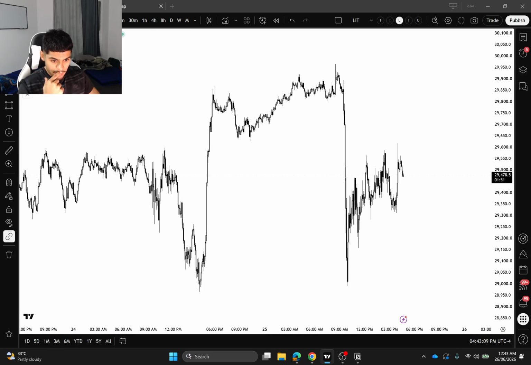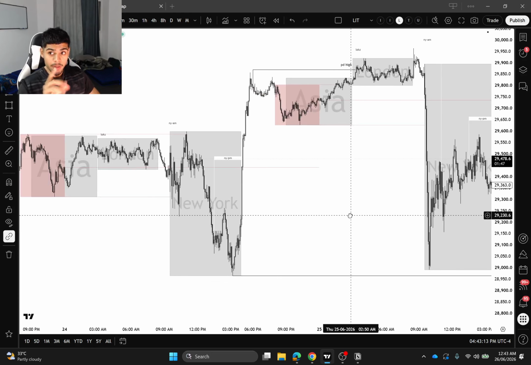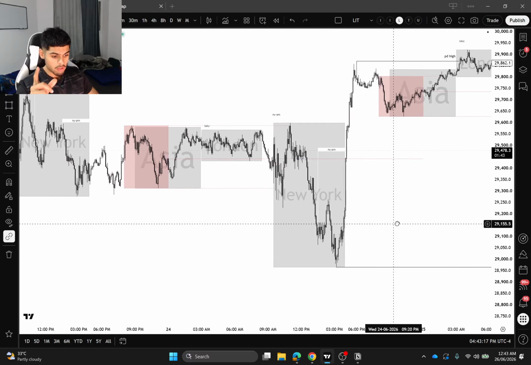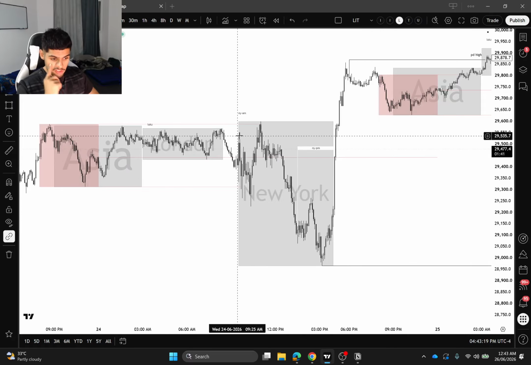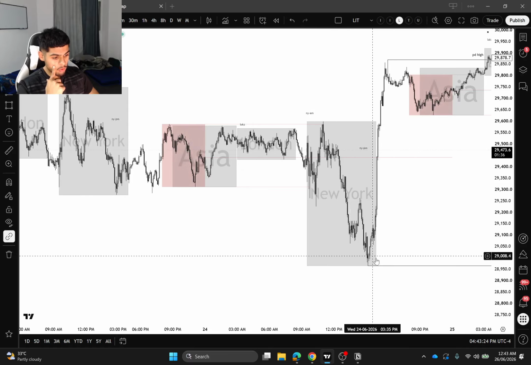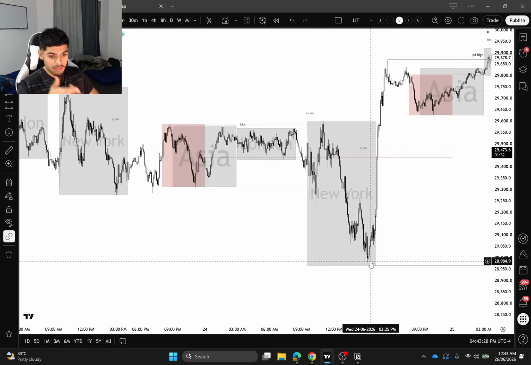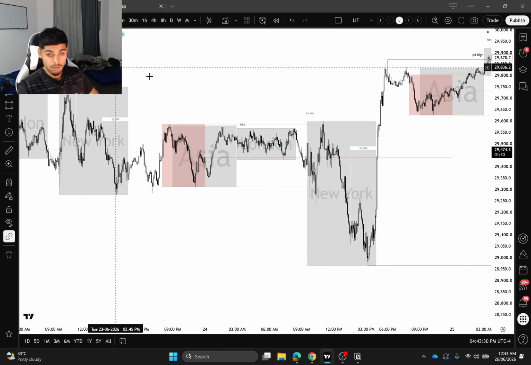So let me just get my indicators. So what exactly happened? I'm on the 5 minute chart, right? Look, yesterday New York session we had a pretty choppy opening, and then we just kept crashing all the way down to 28,964. This is basically the CFD chart, but I trade futures as well.